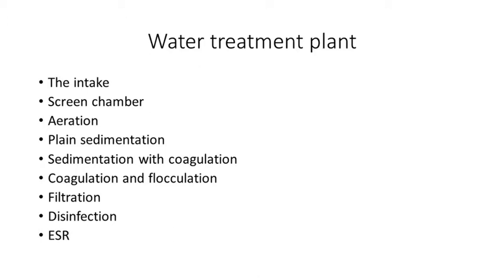Basically there are two types of screen chamber: the manually operated screen chamber and the mechanically operated screen chamber. The mechanical one is cleaned mechanically, while the manual one is manually operated, that is, it requires regular cleaning. That process is called the manually operated screen chamber.